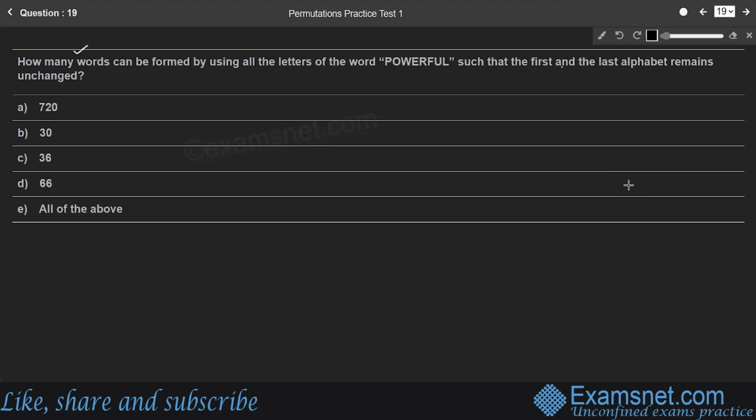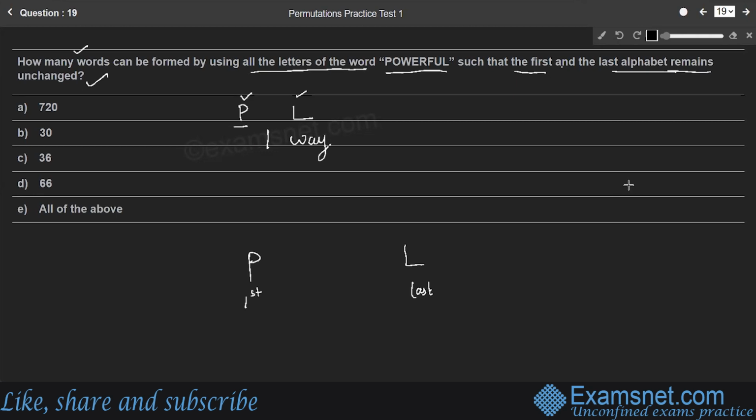Question number 19. How many words can be formed by using all the letters of the word powerful such that the first and the last alphabet remains unchanged? Here in the word powerful, the first and last letters, P and L, remain unchanged. Therefore, the number of ways in which these two letters can be arranged is only one way. They remain unchanged means the letter P should be in its first place and L should be in its last place. You cannot interchange the position of P and L.